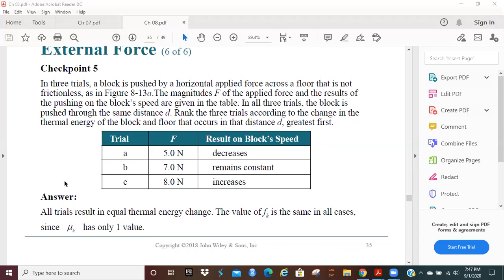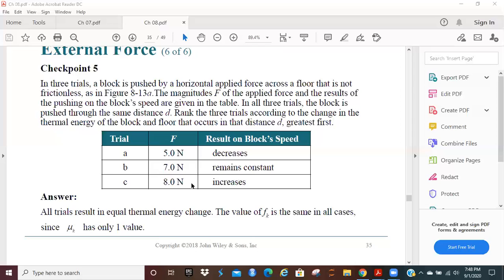What the answer is attempting to communicate here is that all trials result in equal thermal energy change. The reason being, the value of the kinetic force of friction is going to be the same in all cases, because this coefficient only has one value. That coefficient of friction speaks to the 2 different surfaces being put together.